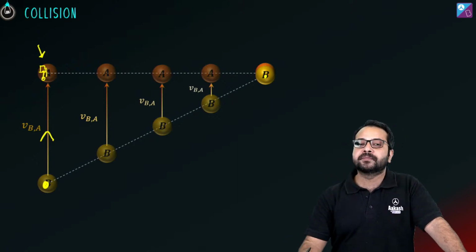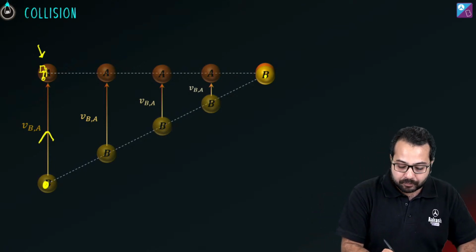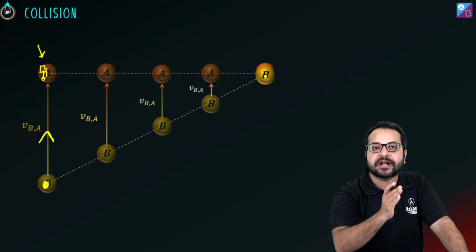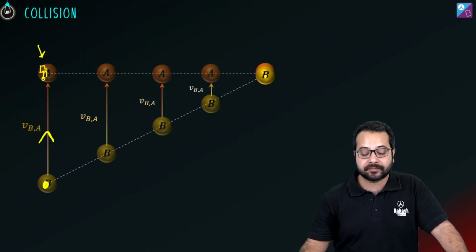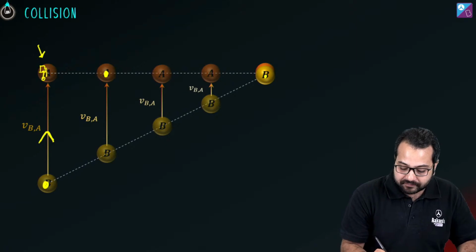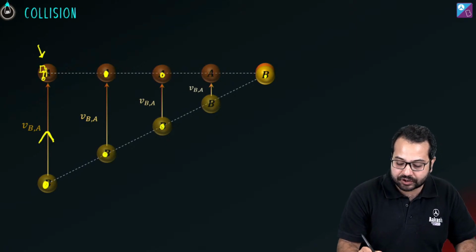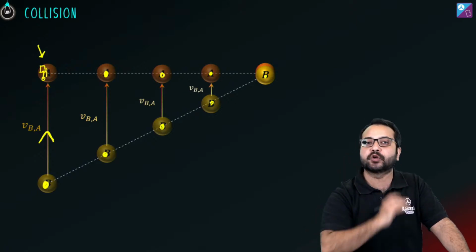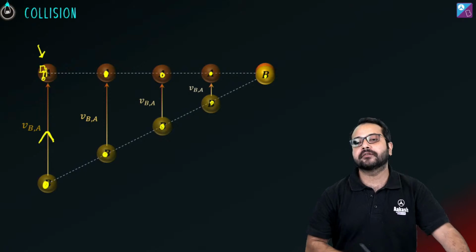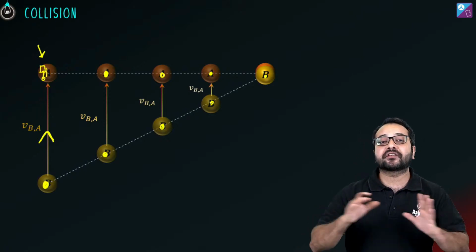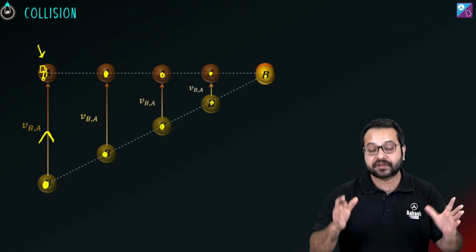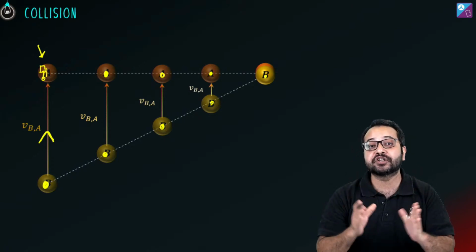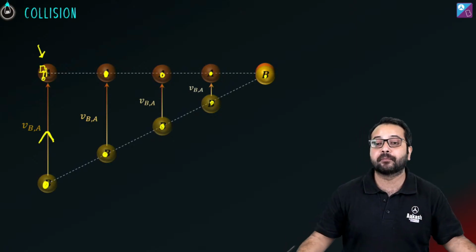So what A will observe is that this particle B is directly headed towards it. It is going straight towards it and it is hitting it. At all points in its journey, A will observe that B is headed straight towards it. So what do we infer from here? That the relative velocity of B with respect to A will always be in the direction of the line joining the two particles, and this is a very important concept.